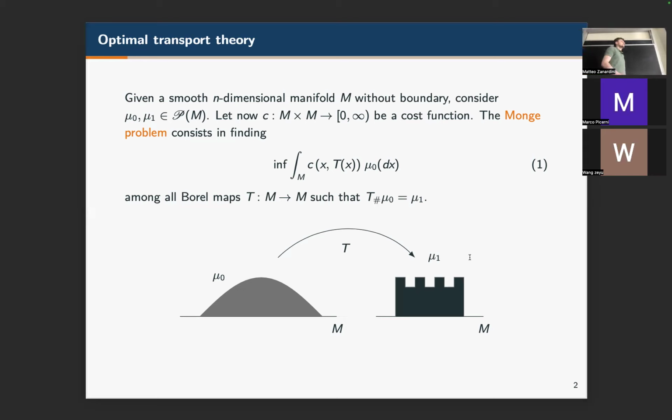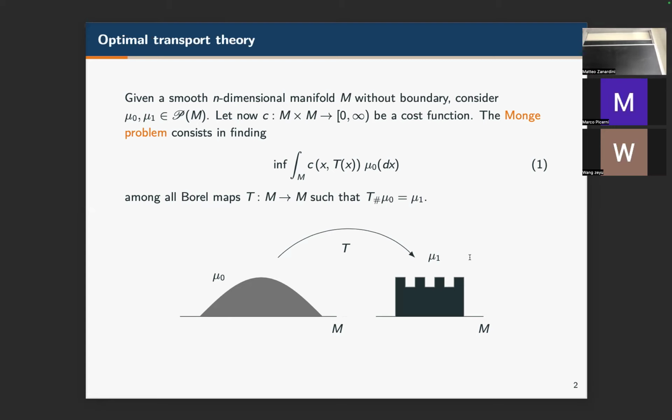And then you consider this problem (1), which is an infimum among all Borel maps that go from M into M, satisfying this compatibility condition. That is to say, T push forward mu0 is equal to mu1. And you infimize the integral in mu0, so the first measure, of the cost of going from x, which can be seen as an infinitesimal particle inside the distribution mu0, into T(x), which is an infinitesimal particle inside the distribution mu1.